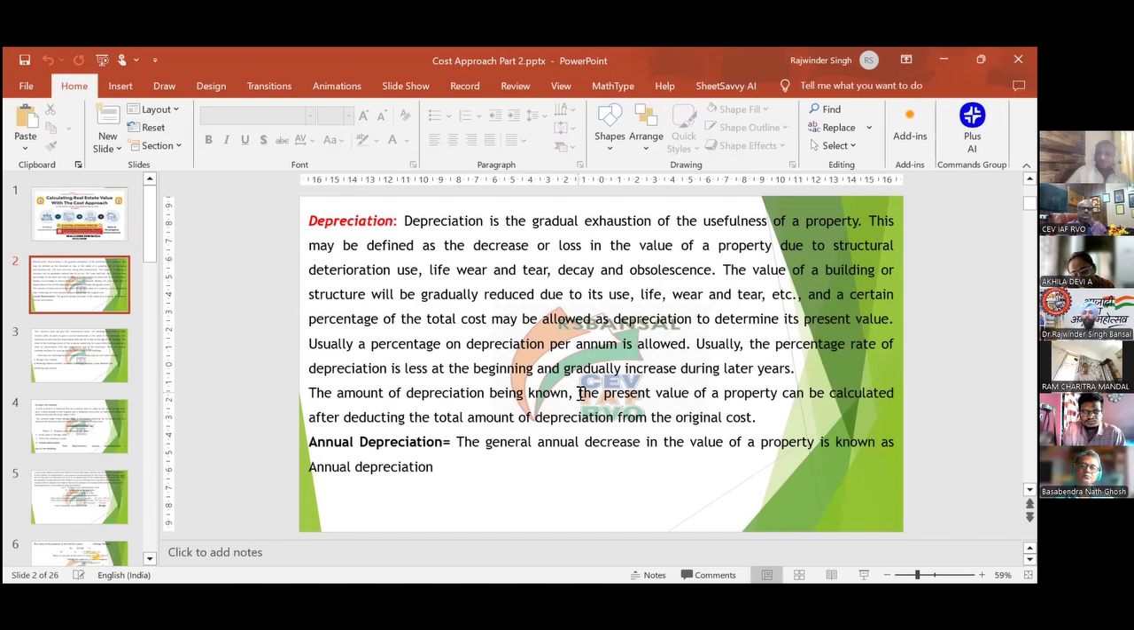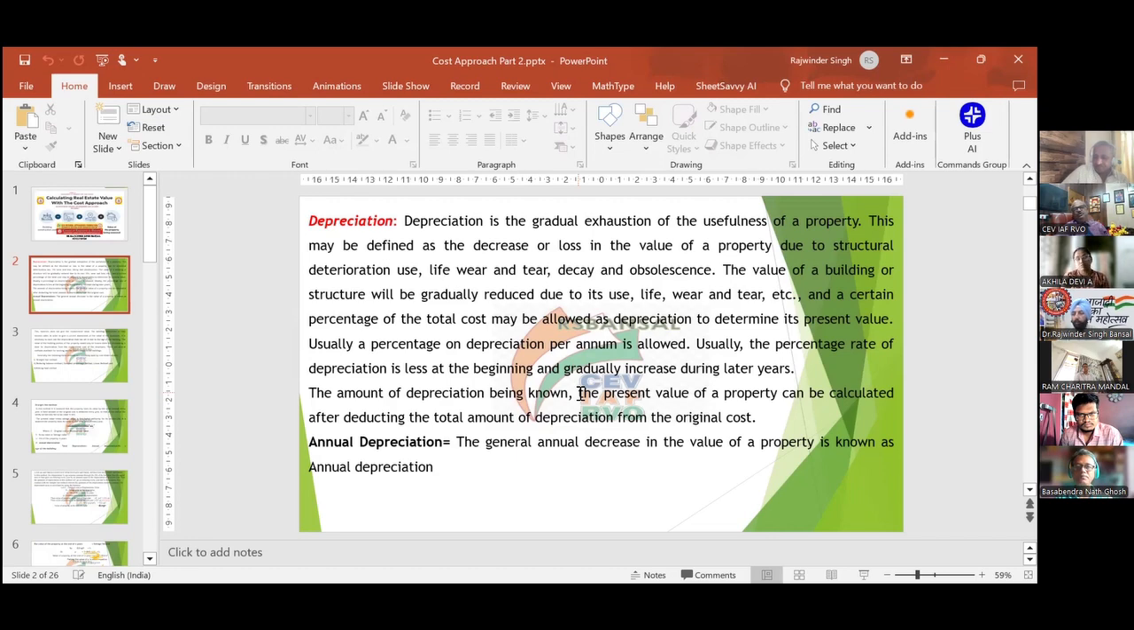So basically, depreciation is slow during the initial years of the building, and in the middle life of the building, the depreciation is at a higher rate, and again during the last stages of its life, it again slows down. So it is practically how the depreciation affects the value of the building.